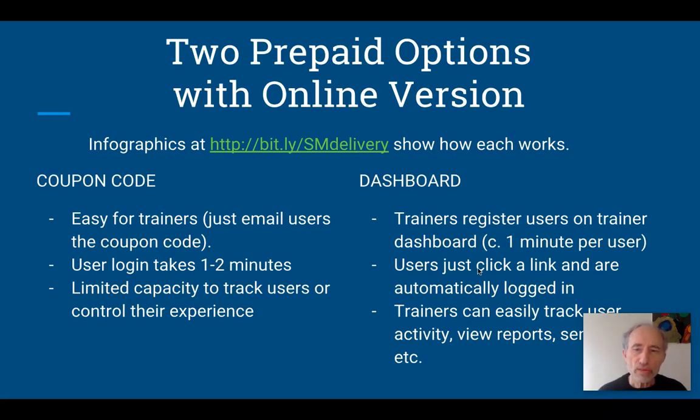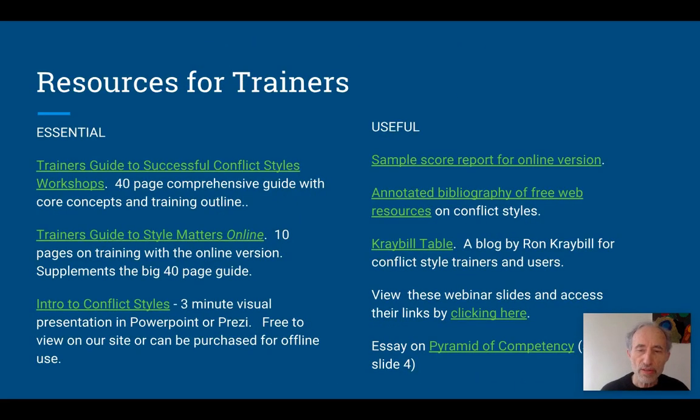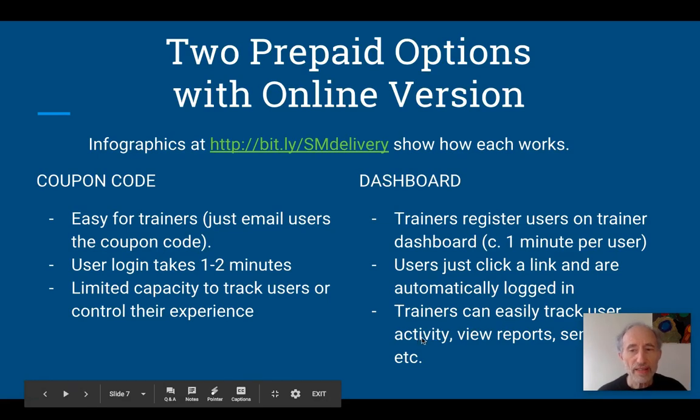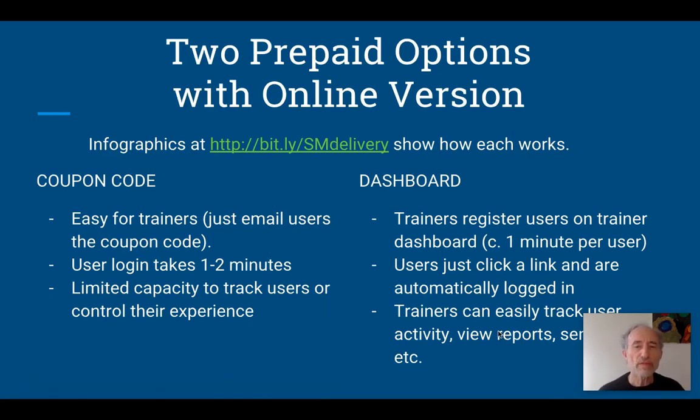And your users don't have to do anything other than click on an image in the email. They don't have to enter their address on our website. They don't have to enter their name and address and coupon code. They just click on the link, and they are taken straight away to our site, to the front page of the inventory, and they're all logged in. So it does make things easier for you, and you can then track when users have taken the inventory. You can see their score report. You can print out the score reports, and you do have more control over the experience.